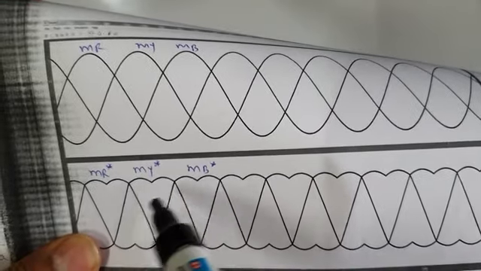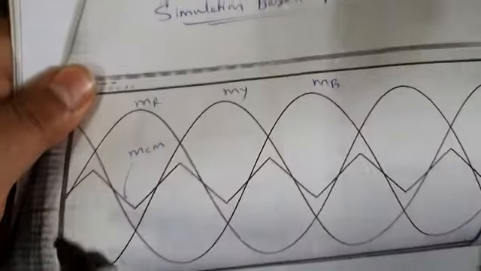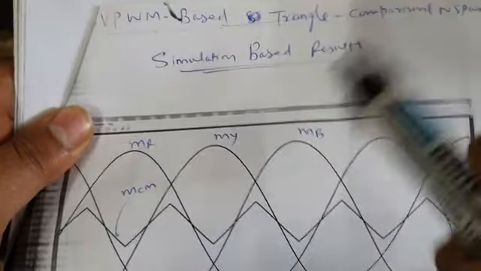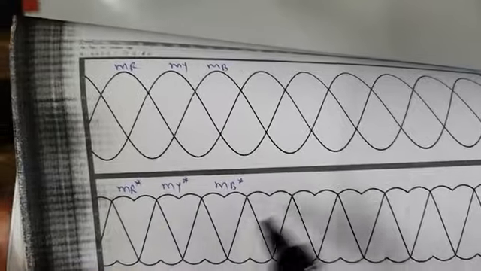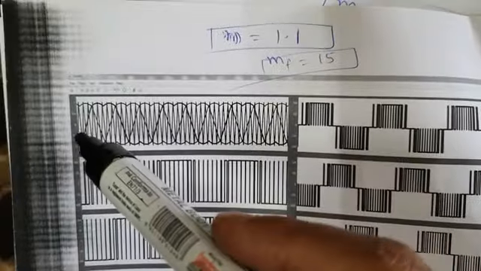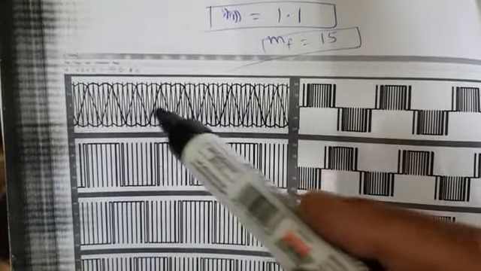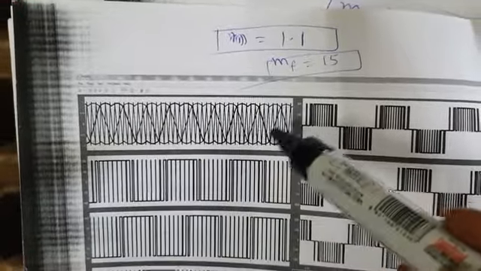How did I get these modified modulating waves? By adding the common mode signal MCM, which I generated here, to the original modulating waves, I got modified modulating waves MR star, MY star, MB star like this. I will share with you some simulation results. Here you can see these are my modified modulating waves MR star, MY star, MB star. They are compared with a high frequency triangular carrier wave.